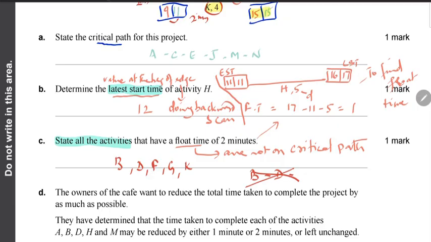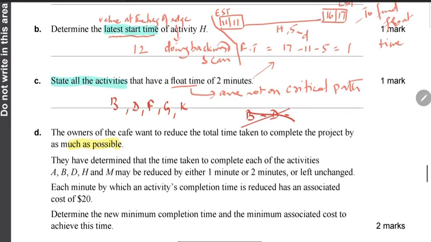There's each separate activity. The owners of the cafe want to reduce the total time to complete the project as much as possible. They have determined that the time taken to complete each of these activities can be reduced by either 1 or 2 minutes or left turn. So that's basically, in the other papers this is 0, 1 or 2 minutes. Each minute by which an activity's completion time is reduced is associated with a cost of $20. Determine the minimum completion time and the minimum associated cost to achieve that particular time.